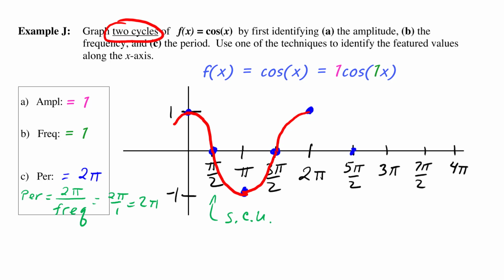And now we'll put in points to fill in the second cycle, the 0, minimum, 0, maximum. And then we'll put the segments in. And a little bit more on the right. And there's our graph. That's 2 cycles of cosine of x.